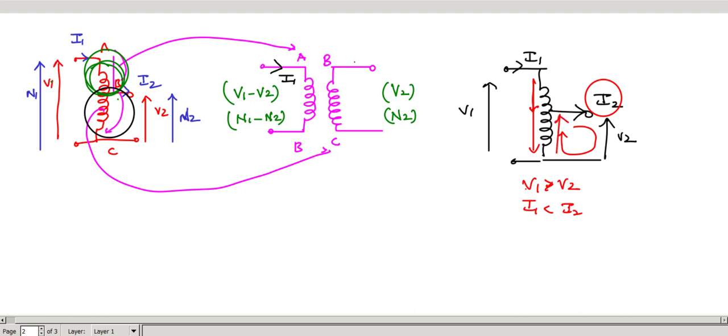So here I2 minus I1 current is flowing from C to B. From where to where? C to B. So current is flowing like this, C to B. So I1 current is flowing like this. Okay, so now this looks like a two winding transformer.